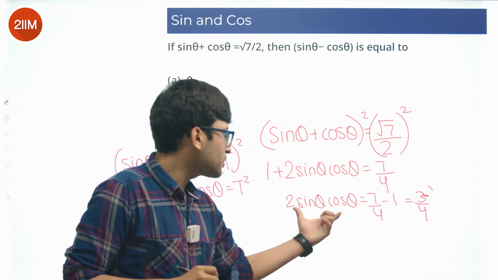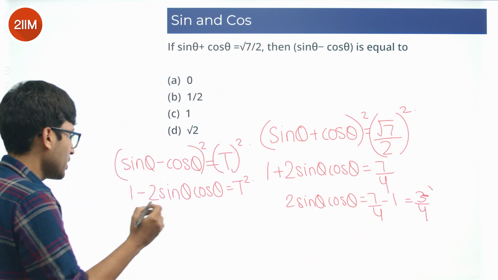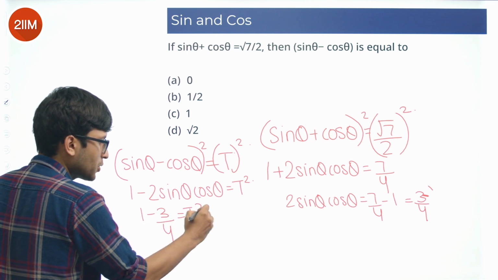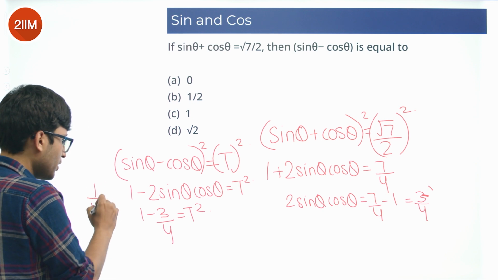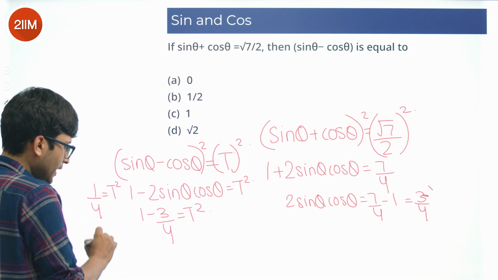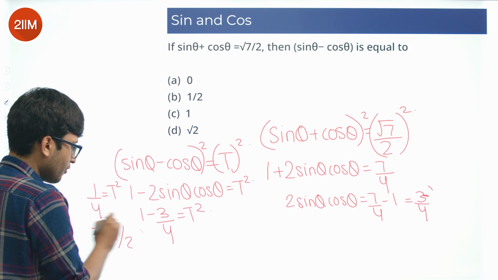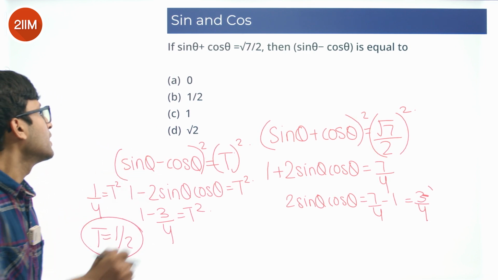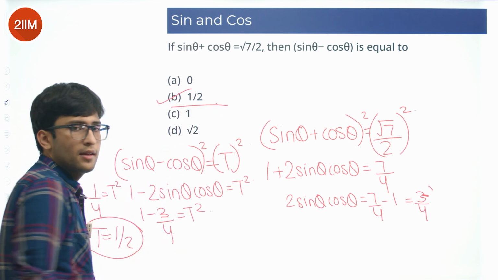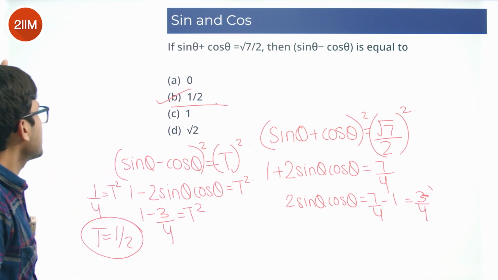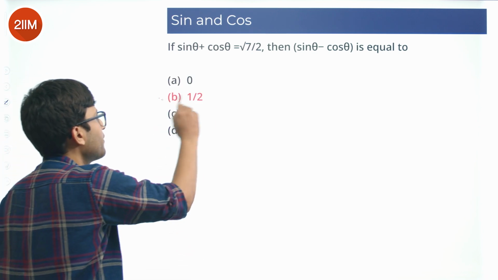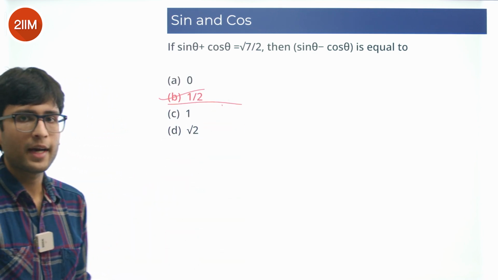But what I know is 2 sine theta cos theta is equal to 3 by 4, so I would be substituting that. This is equal to t square, or 1 by 4 is equal to t square. t is equal to half. And what does t represent? t represents sine theta minus cos theta. So that means half will be my answer. 1 by 2 or half will be my answer in this case. Let us check. Yeah, perfect. We got our answer right. 1 by 2 will be my answer in this case.